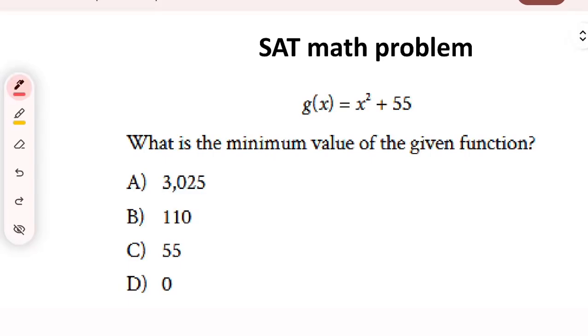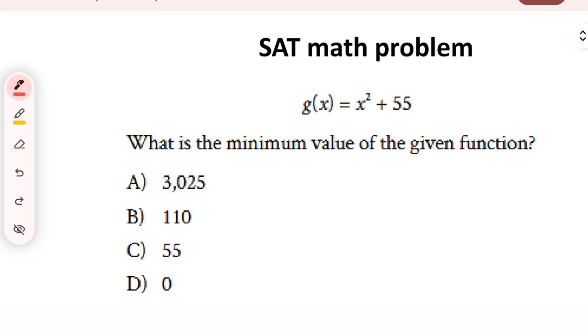All right, so in this video, we are given a math problem. It says the function g of x is equal to x squared plus 55. And the question is, what is the maximum value of the given function? And of course, you are given the choices. Is it A, 3025, B, 110, C is 55, and D is 0.